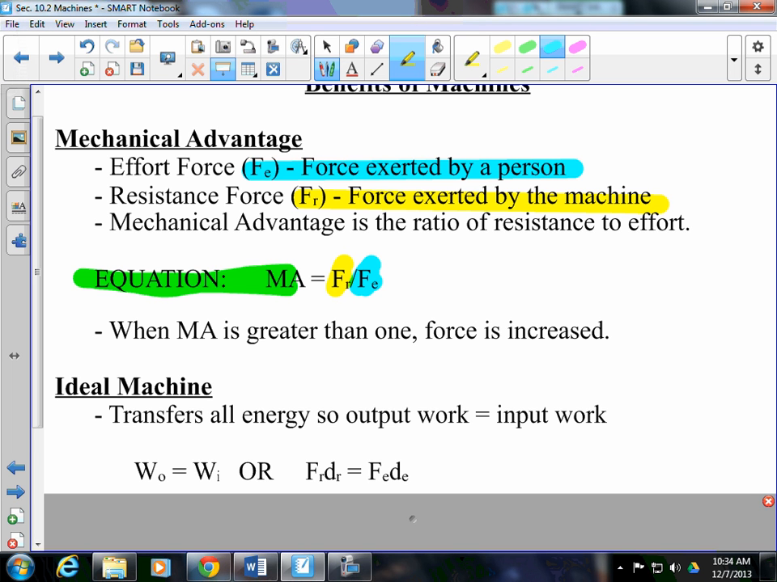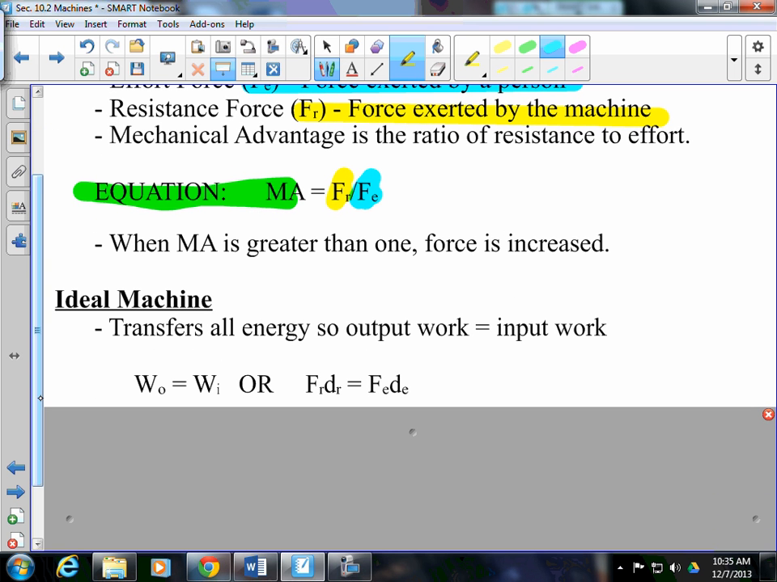All right. Ideal machine. In an ideal machine, the effort you give is the resistance you get. However, machines are not always 100% efficient. So when we talk about an ideal machine, the amount of work you put in is the amount of work you get out. So Wo, work out, equals work in. Now that would be an ideal machine. All the work you put in is the work you get out, but that's not necessarily the case.